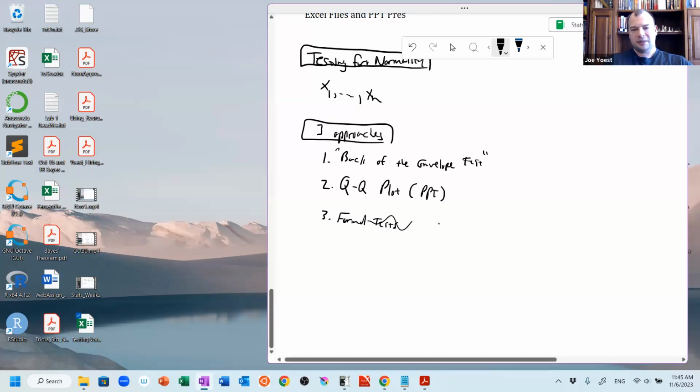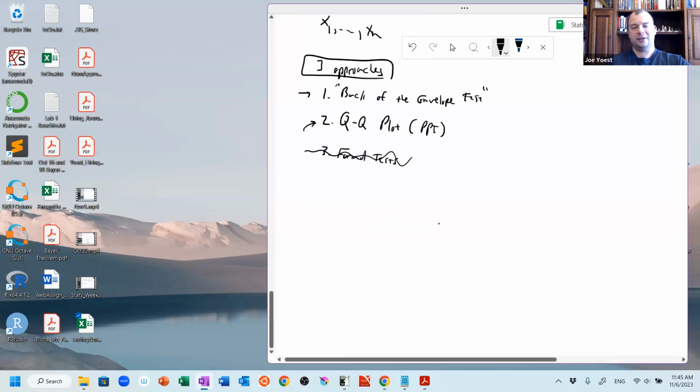We're not really going to talk about these formal tests. I'll briefly give an idea of what a formal test structure might look like when we talk about the Q plot. But for right now, we're going to focus on this back of the envelope test idea.